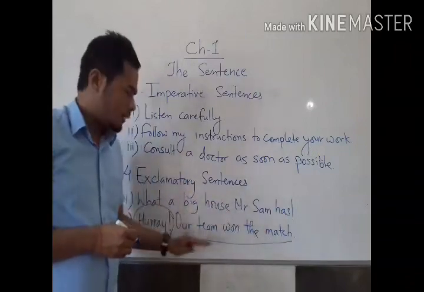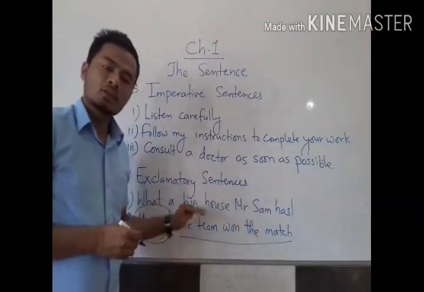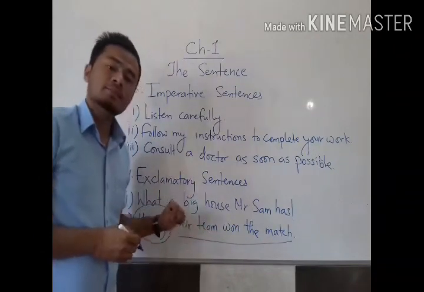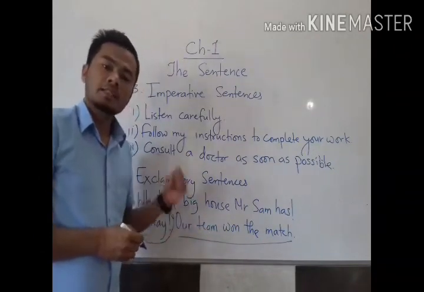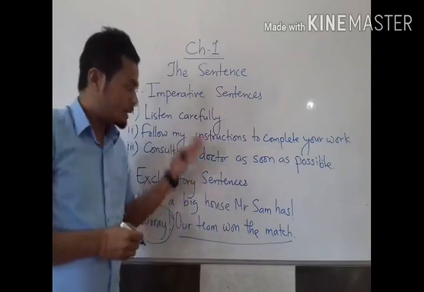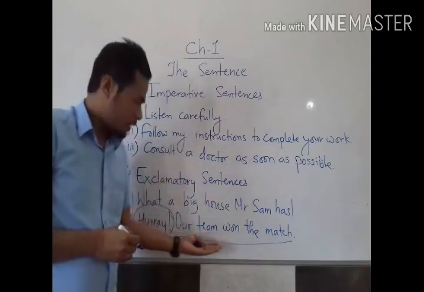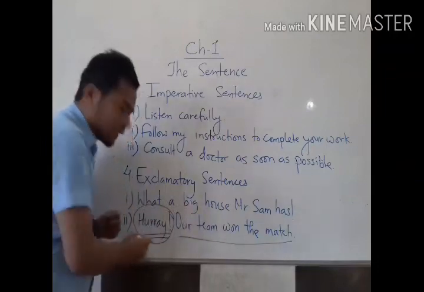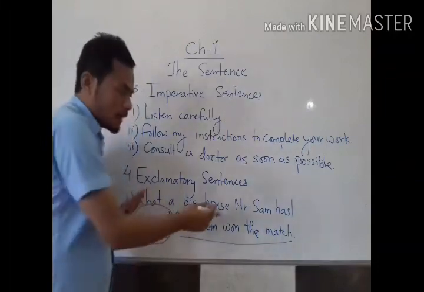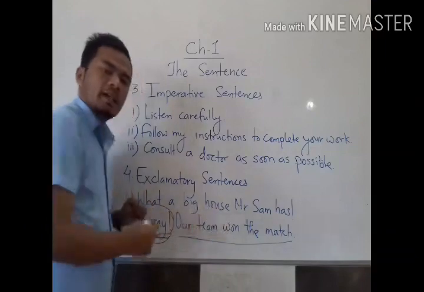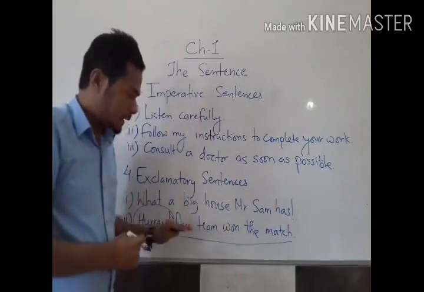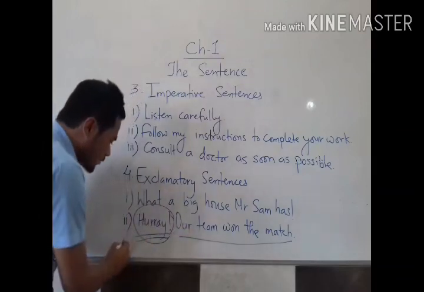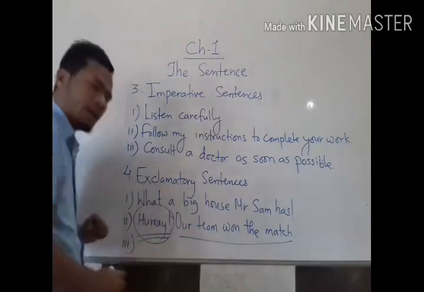If I say only this part of the sentence, it is not an exclamatory sentence, rather it is just a simple, assertive sentence. Our team won the match. But I have used it with an interjection, so together we can call it an exclamatory sentence. Understood? Otherwise, I can also write the example like this.